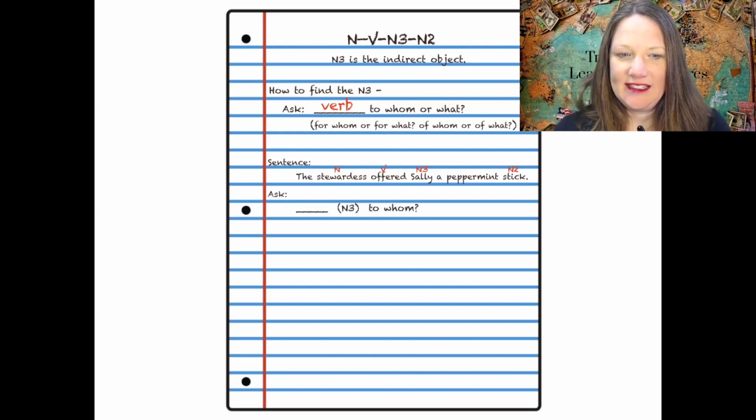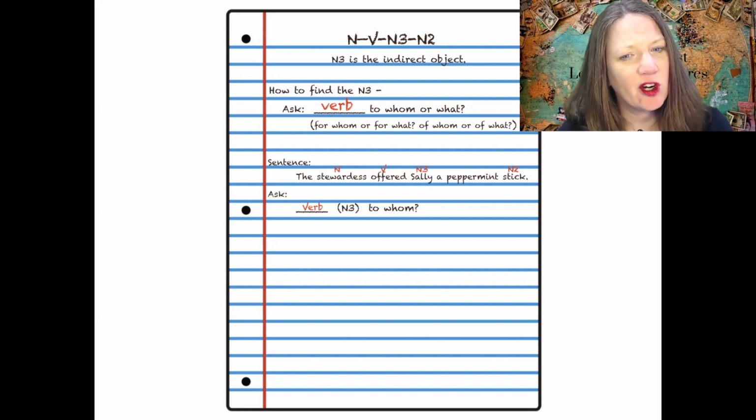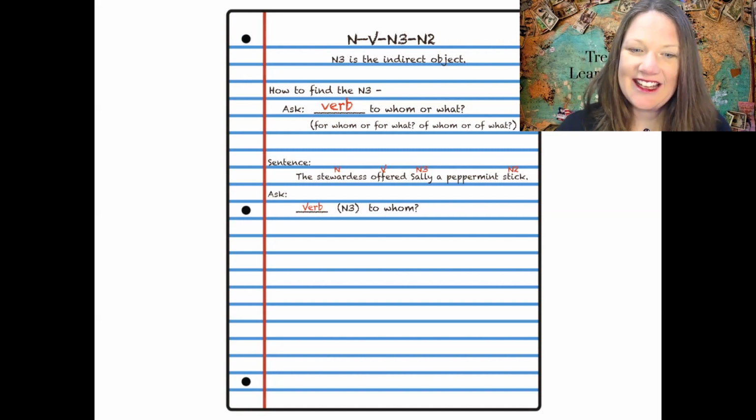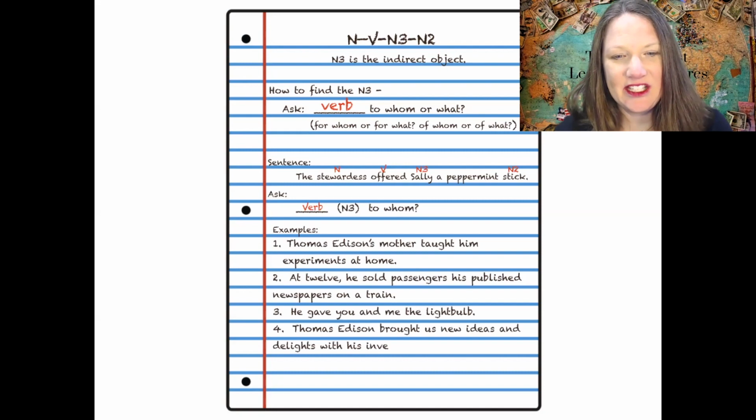Ask, verb, to whom? Okay, that's what the indirect object is going to be, to whom. Verb was offered, and then to whom is going to be our indirect object. Verb offered to whom? Sally. Sally is the indirect object.